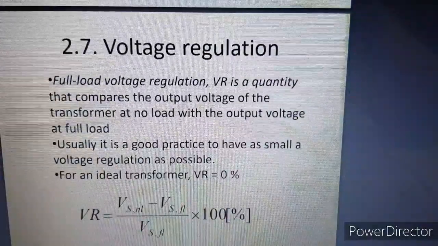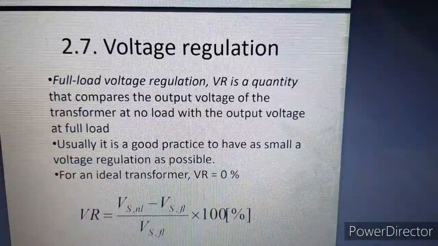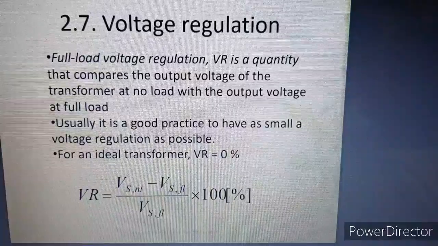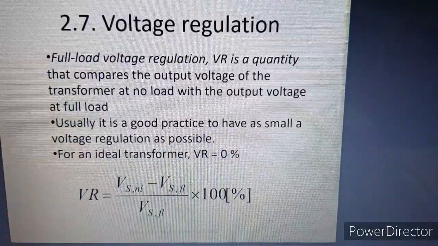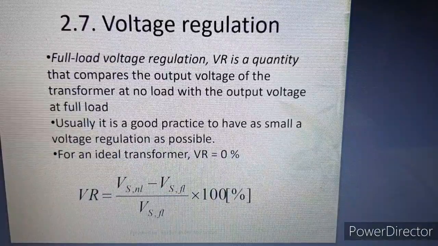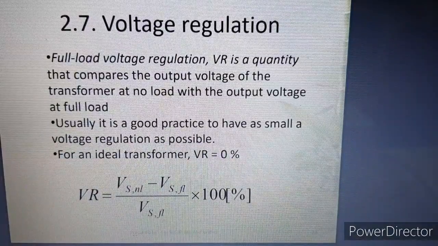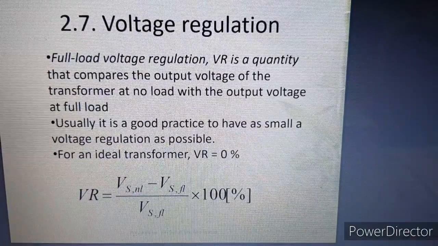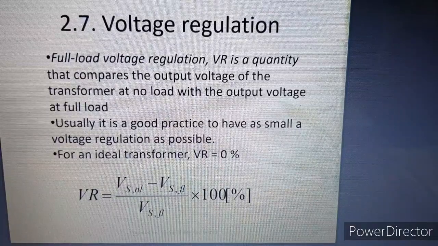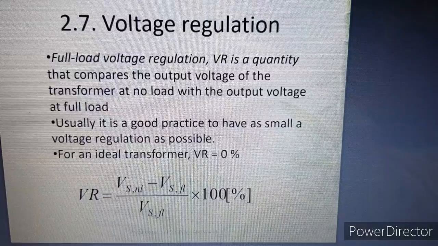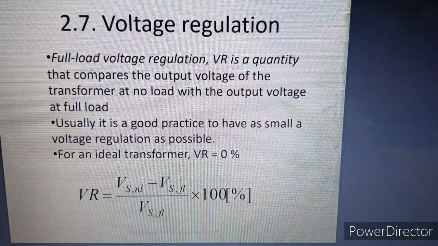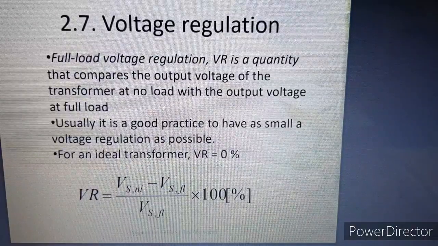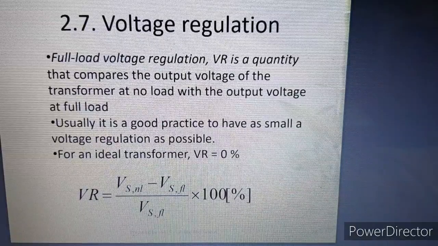So the next part is, if we already have the approximate equivalent circuit of the transformer, we can examine the performance by finding number one, voltage regulation, and number two, the efficiency. There are two parameters. For voltage regulation, if it's low, then it's better. But for efficiency, the higher your efficiency is, the better the performance of a transformer. So first we go to voltage regulation.